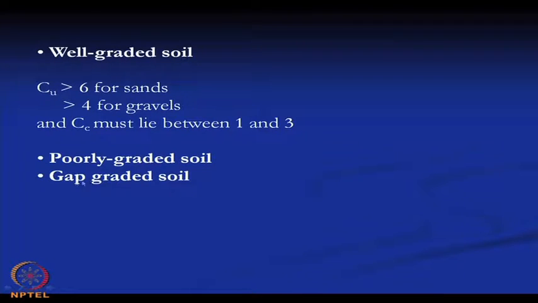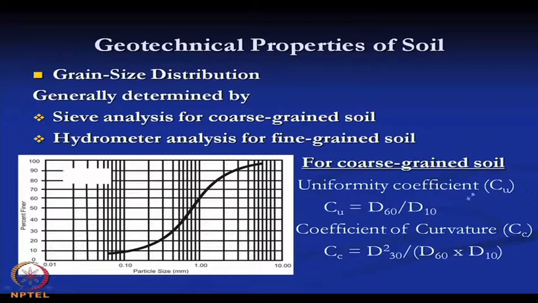And the third type of soil is gap graded soil. Now, what is well graded soil, what is poorly graded soil, what is gap graded soil? Well graded soil is the soil where the different particle sizes are present in almost equal amounts, so that there is a proper distribution of the soil. The different sizes of particles are present in more or less equal amounts.